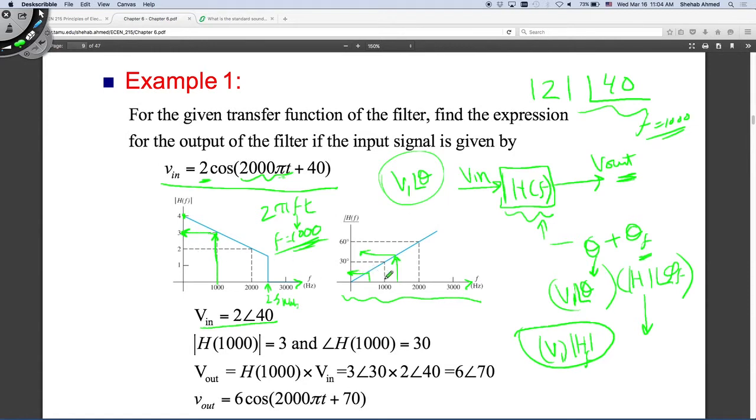How about phase? This transfer function causes a phase shift of 30 degrees to any signal coming in. Right? So any signal coming in will be phase shifted by 30 degrees at 1000 hertz. So my magnitude was 2. I would have to take the magnitude and multiply it by 3. Right? So my transfer function has a magnitude of 3 and a phase shift at 1000 hertz of 30 degrees.